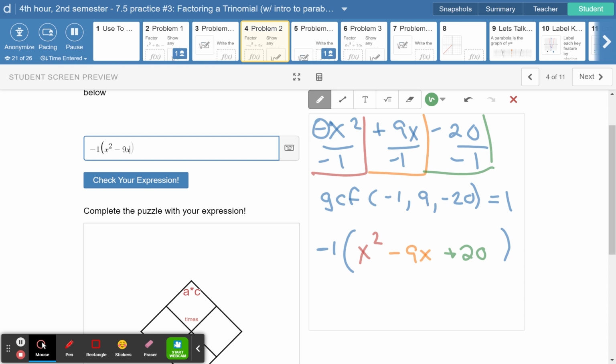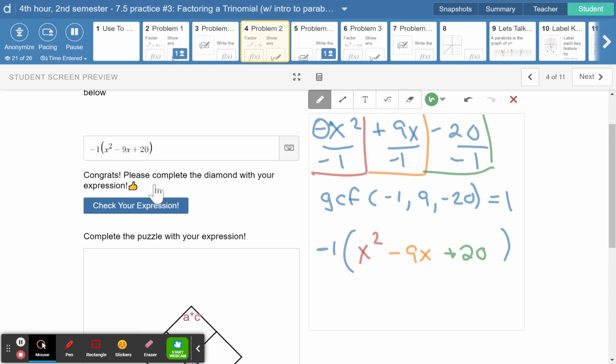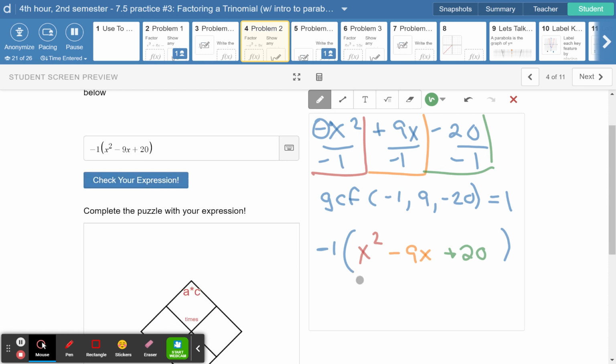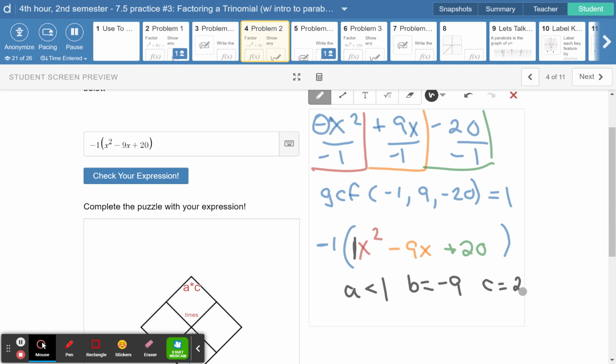So your new simplified expression is the GCF times the trinomial. Since it's a new expression, you're going to have a new a value, which is always next to x squared. You're going to have a new b value, which is always next to x, and you're going to have a new c value, which is always the constant.